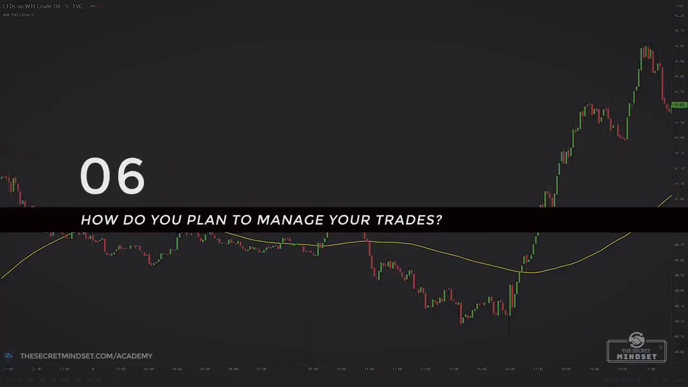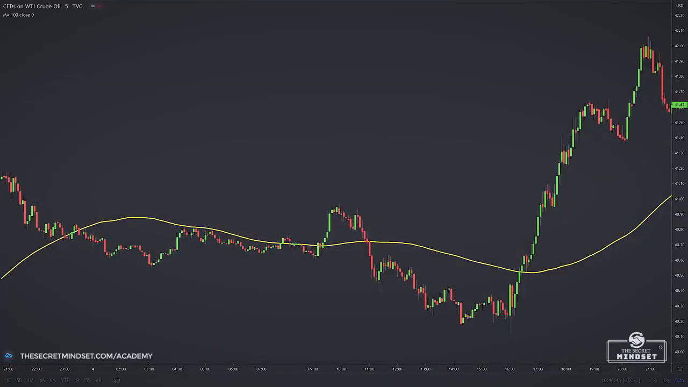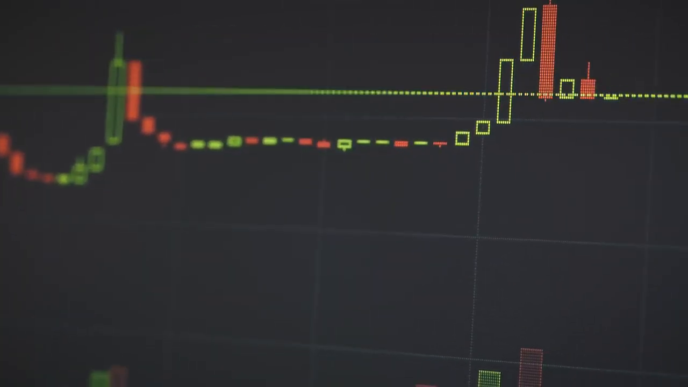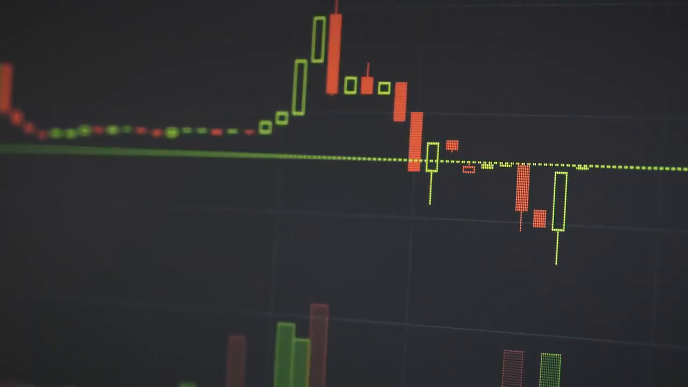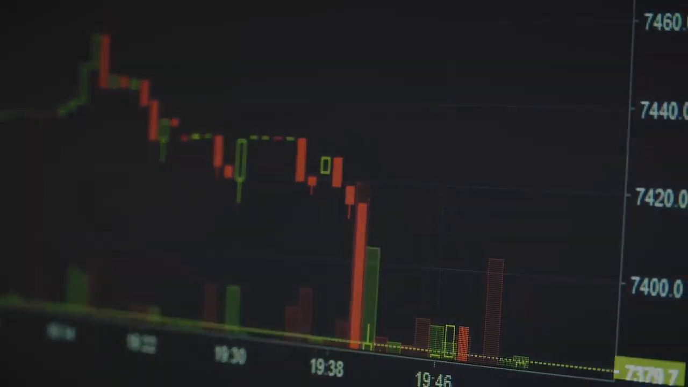Question number 6. How do you plan to manage your trades? The way you manage your trades is a completely personal decision. There are 2 parts to managing the trade. The first part is managing the entry price. The second part is managing the exit. Both decisions may be personalized depending on the way you decide to approach your trading.